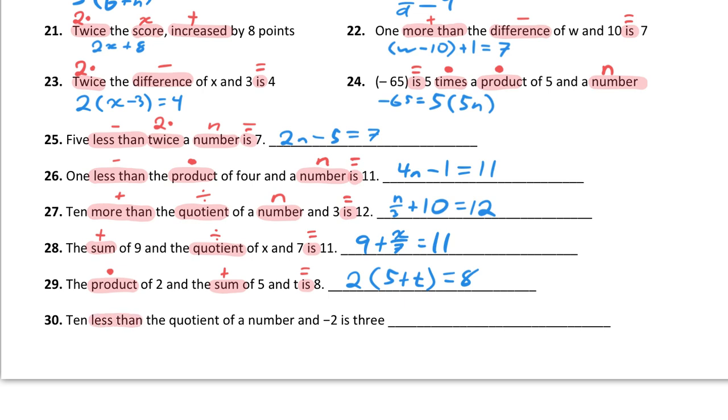10 less than the quotient of a number and negative 2 is 3. All of this means we're subtracting, we're dividing, we have a number, which is a variable, and we have equal. Let's put them all together. We've got 10 less than the quotient of a number and negative 2. So here's the quotient of a number and negative 2, and we are taking 10 less than that equals 3.